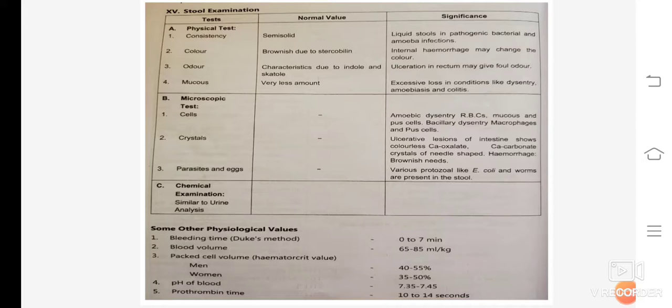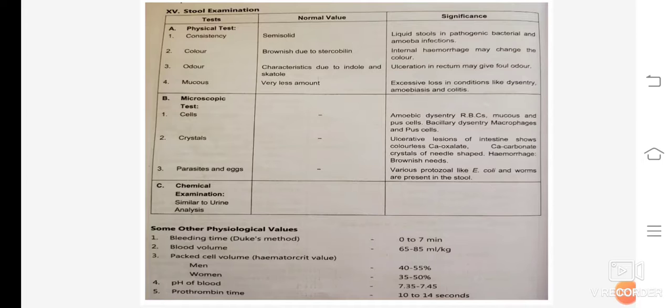Internal hemorrhage may change the color. Odor is characteristic due to indole and scatol. Ulceration in rectum may give foul odor. Mucus is present in very small amount; excessive loss occurs in conditions like dysentery, amoebiasis and colitis.